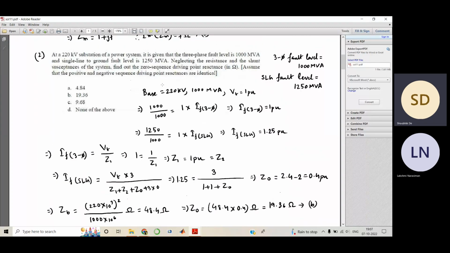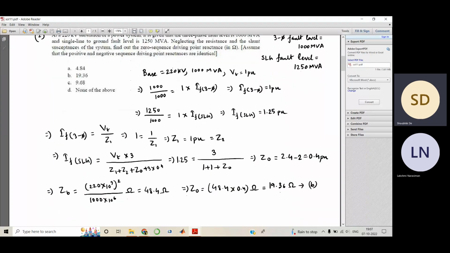So here, since we have no information on that, I have kept this to be 0. So 3 into 0, and your Z1 is the positive sequence reactance, Z2 is the negative, and Z0 is the zero sequence reactance. So here basically we found out, right?